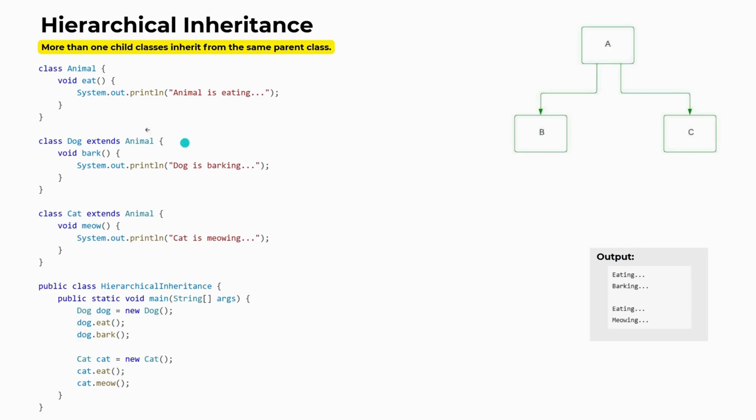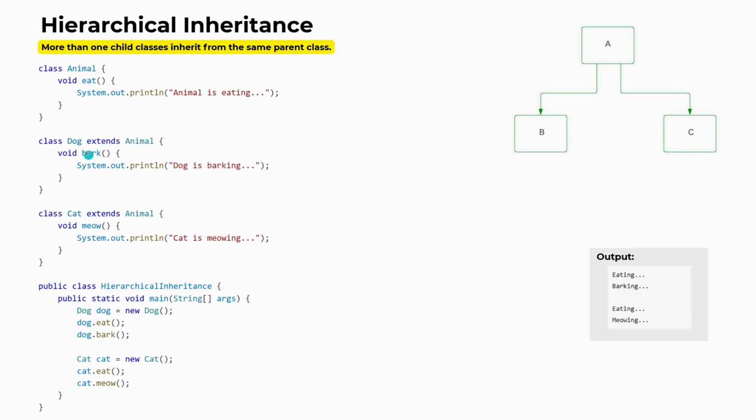Let's understand with this Java code. Let's take the same example: class animal, class dog, and class cat. So here, class dog is extending the same class animal. Class cat is also extending the animal class. So these two classes are extending the same class. This kind of inheritance is called hierarchical inheritance, when more than one class are extending the same class.